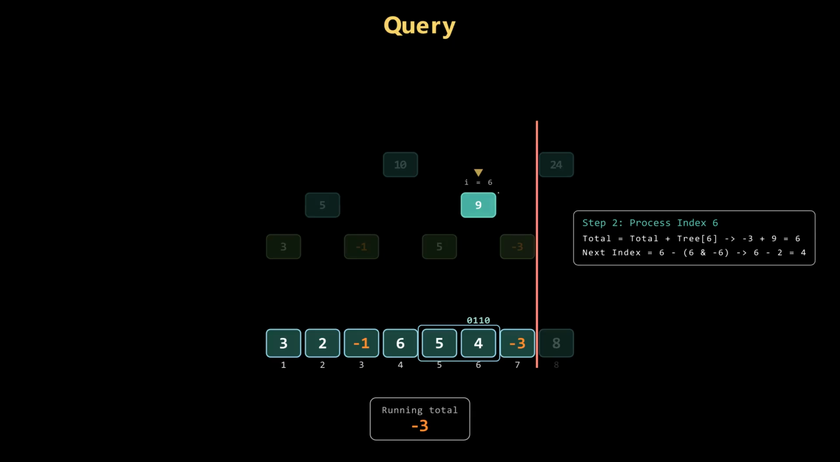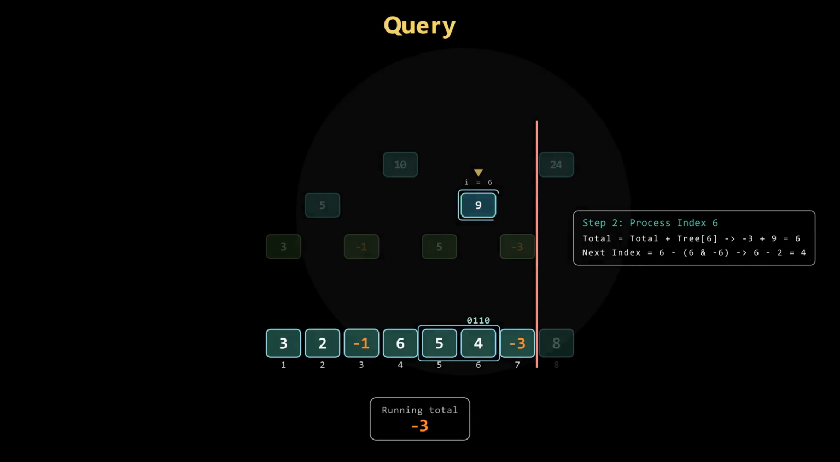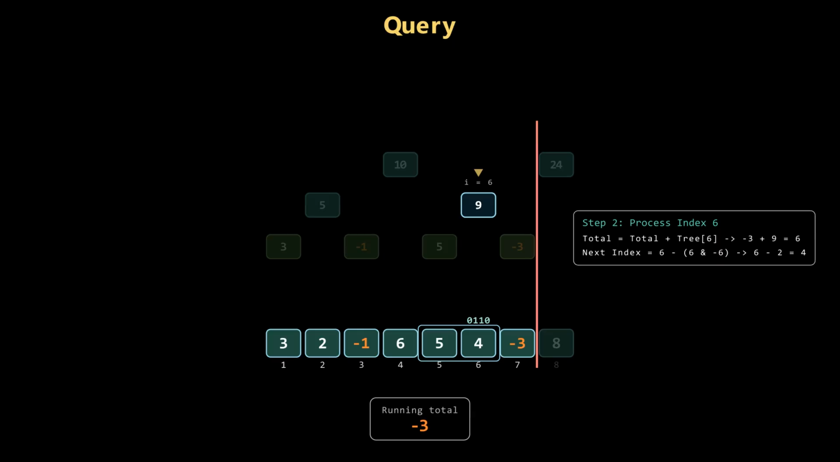Now at index 6, we harvest its range value. Node 6 holds the pre-computed sum of elements 5 and 6, which is 9. We add this to our total. We calculate our next leap, 6 and -6 is 2. We subtract 2 from our position, bypassing index 5 entirely, and land smoothly on index 4.